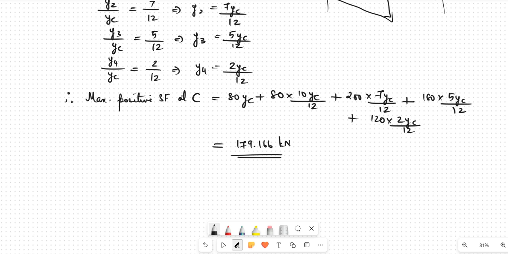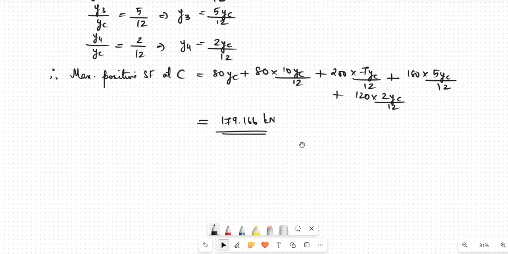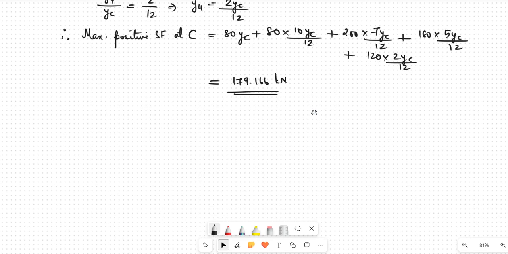Now, like I said, you have to check for one more trial because it's a set of point loads and they are of different magnitude. So maybe you will get a maximum positive shear force when 180 kilonewton is to the left of C and the rest of it is on the right of C. So we will check one more position as a trial check.